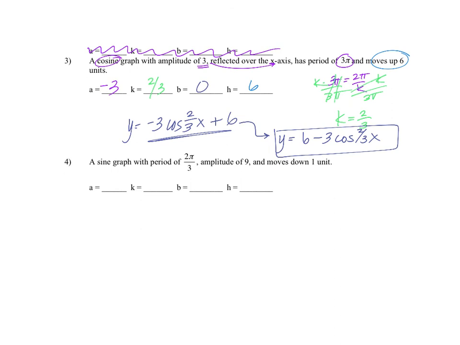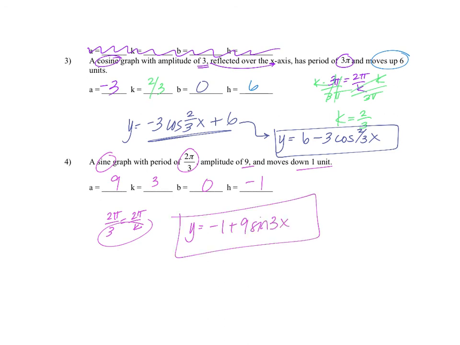All right, last one. A sine graph, period of 2 pi over 3, amplitude of 9, moves down 1 unit. What's my A? 9. What's my K? 2 pi over 3 equals 2 pi over K, so K is 3. B is 0, doesn't move left or right. Down, H is equal to -1. Write the equation, y equals -1 plus 9 times the sine of 3x.